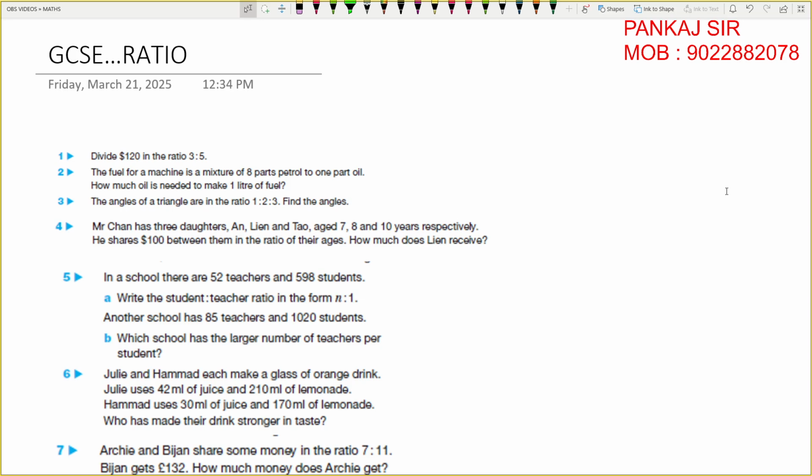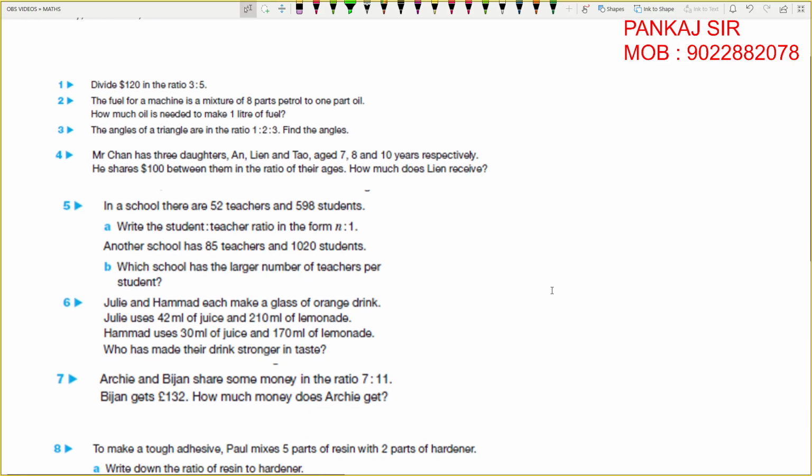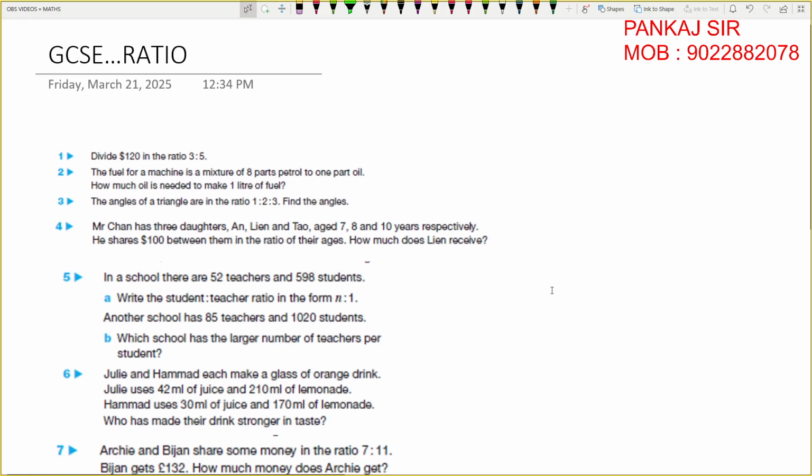In today's session, I have chosen a topic called ratio, and this is for the GCSE curriculum. I have taken some 8 questions for this particular session, and I'm going to solve these 8 questions with you. Let us get started with the first one. The first question says: divide $120 in the ratio 3:5.